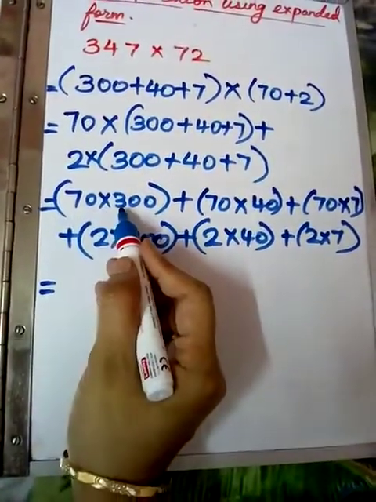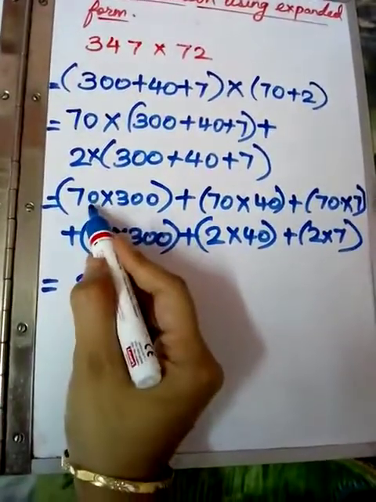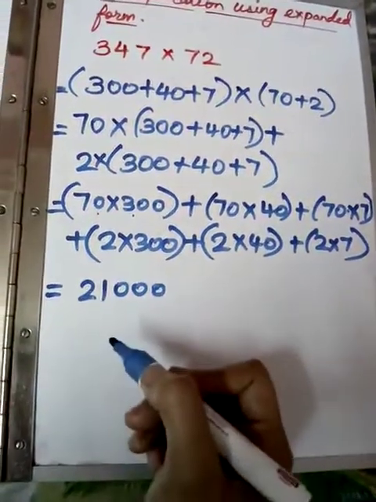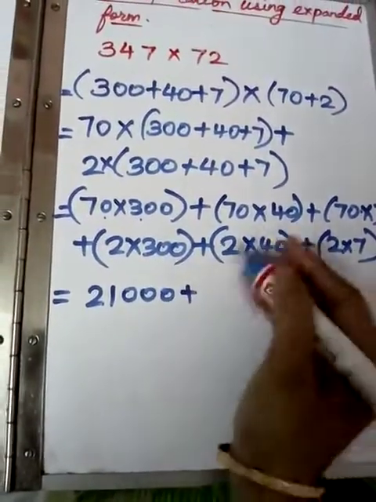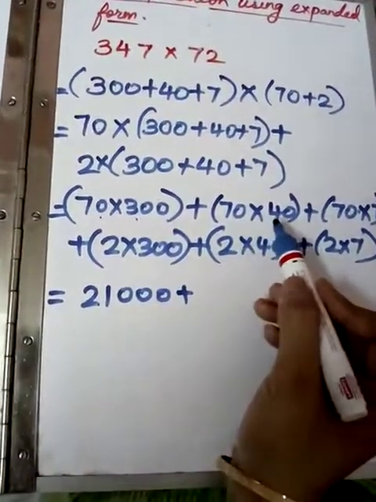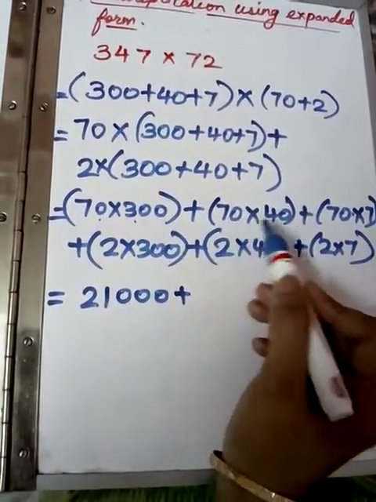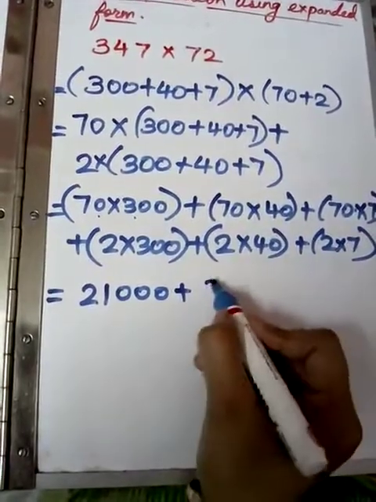7 3s are 21, isn't it? And how many zeros are left? 1, 2, 3. So place 3 zeros. This is what we have learned in yesterday's class. You just take the non-zero digit, multiply them, write the answer and place the remaining zeros. 7 4s are 28.